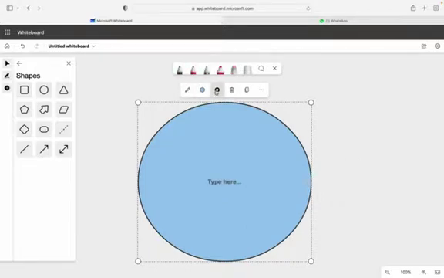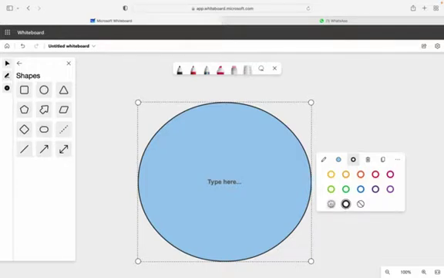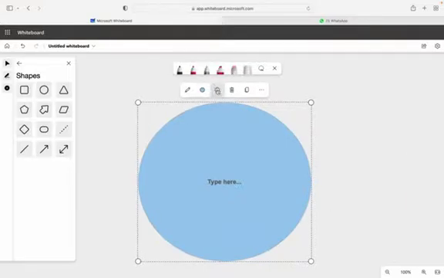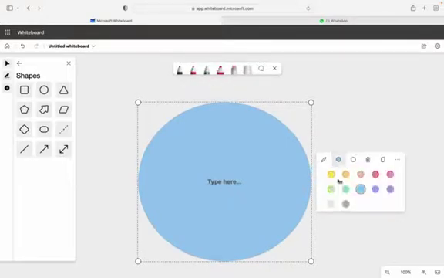Let's fill some color now. Why is it this color? No, sorry. Let's make it colorless. Yeah.